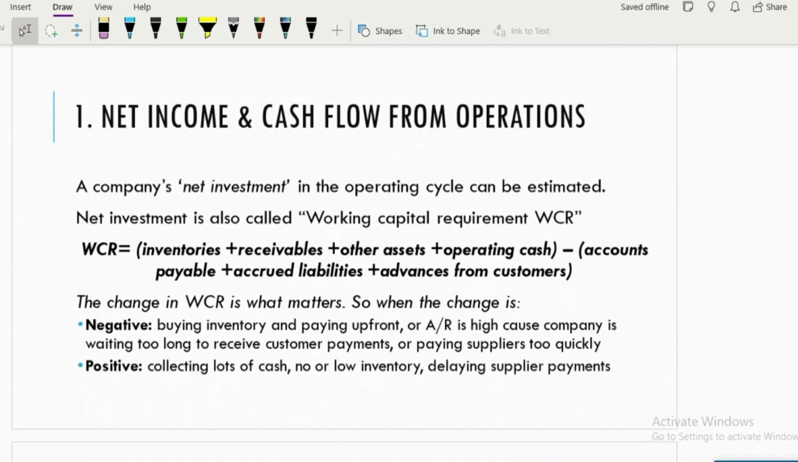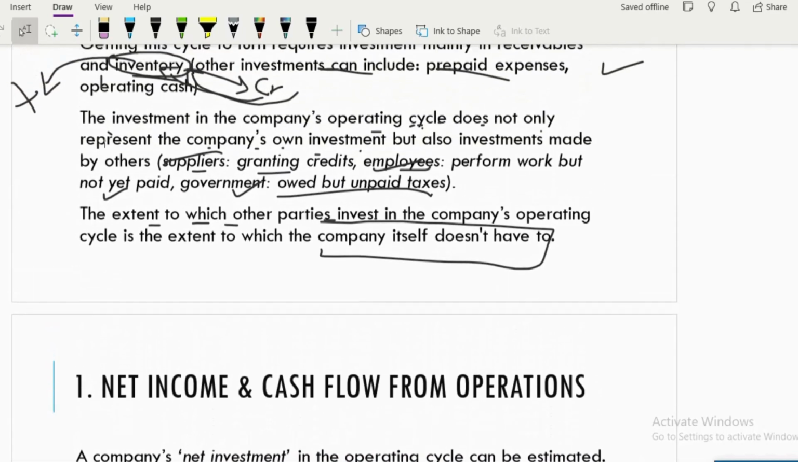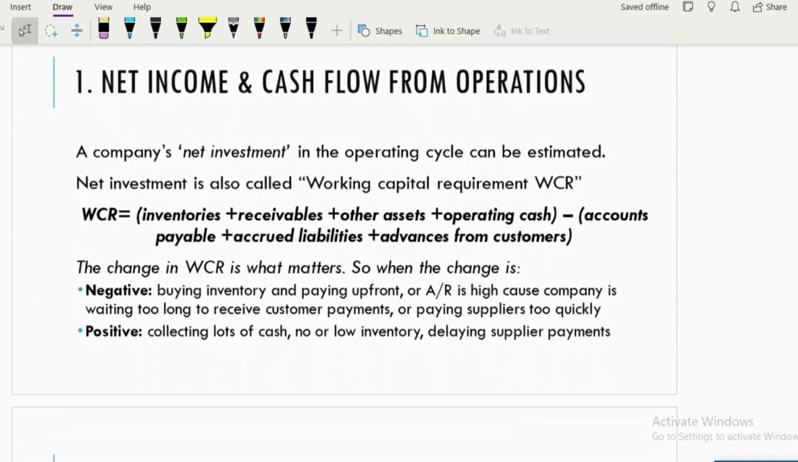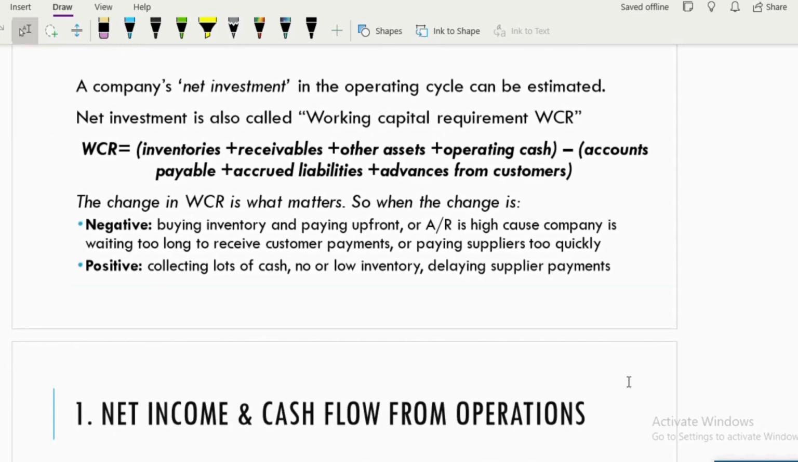Let's move on further towards the net income and the cash flow from operations. So when we are talking about working capital requirement, WCR, a company's net income in the operating cycle can be estimated. We can estimate it. How can we do that? With the help of WCR calculation.